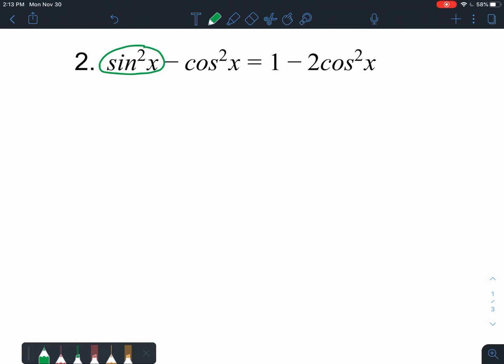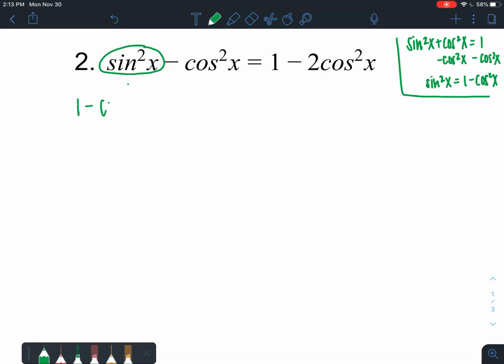So for sine squared x, I'm going to use sine squared x plus cosine squared x equals 1, and subtract cosine squared x from both sides. So I get sine squared x equals 1 minus cosine squared x. I'm just using the identity to get that. So this becomes 1 minus cosine squared x. That's what this is. Minus cosine squared x. Just bringing that down.